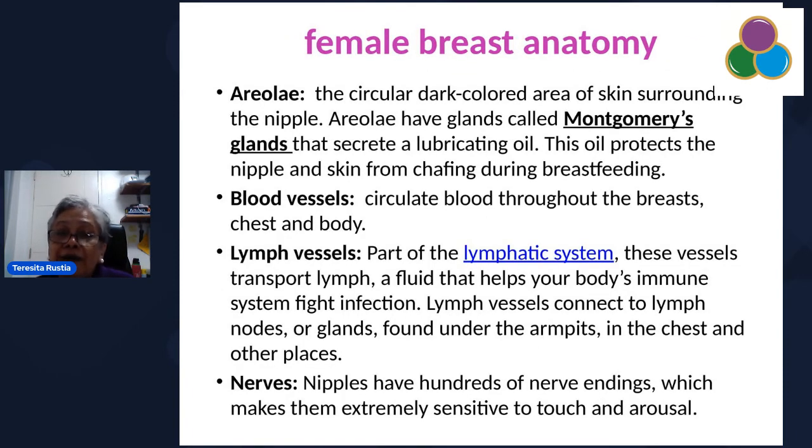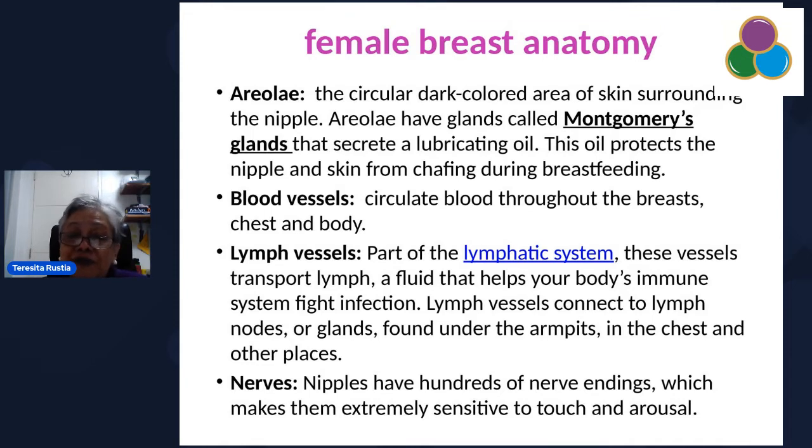Now, the areola is the dark colored area of the skin around the nipple. And there are glands there called Montgomery's glands. Why? Because these glands secrete lubricating oil, and this oil protects the nipple and skin from chafing during breastfeeding. First-time mothers who have to breastfeed their children usually experience irritations in the nipple area.